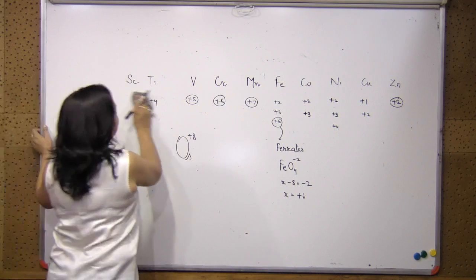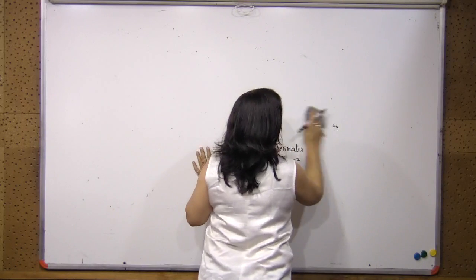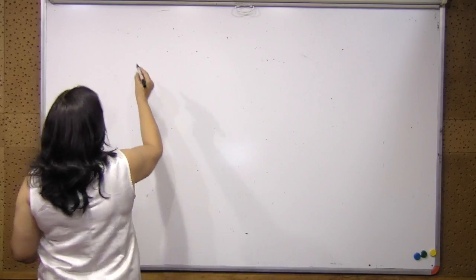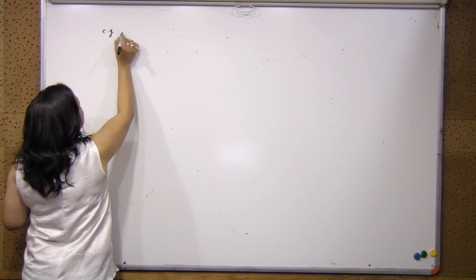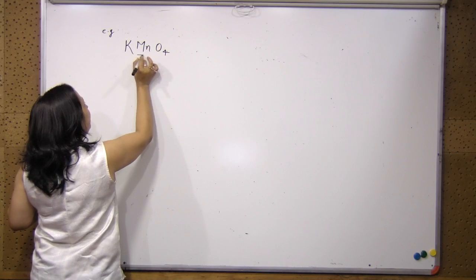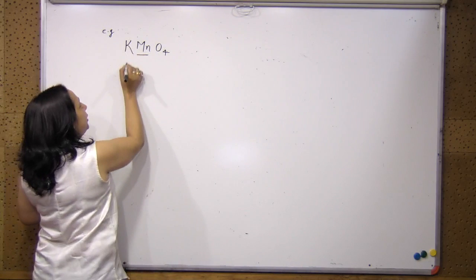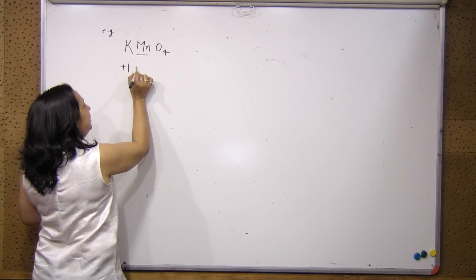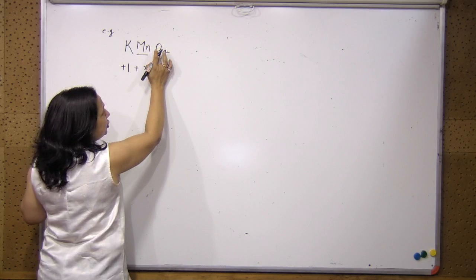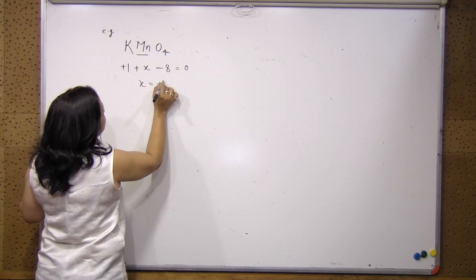Now let's calculate a few oxidation numbers in some compounds. For example, if KMnO4 is given and we want to calculate manganese. Potassium is always a constant +1. Manganese is X. Oxygen is -2 times 4, so -8, and the sum is equal to 0. X comes out to be +7.